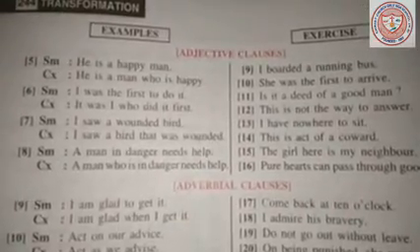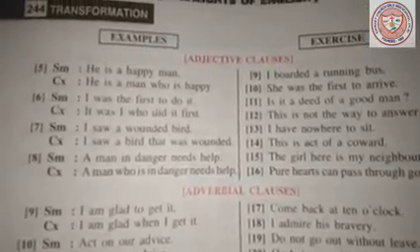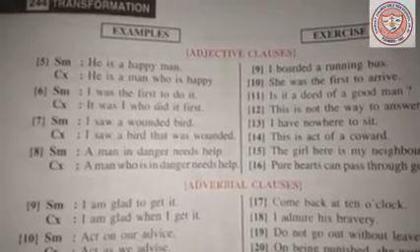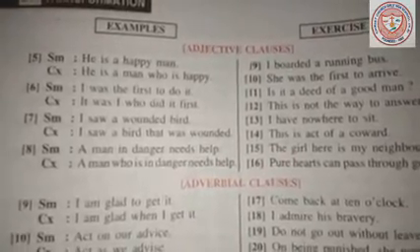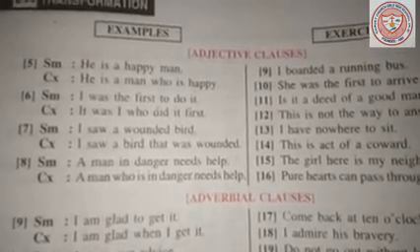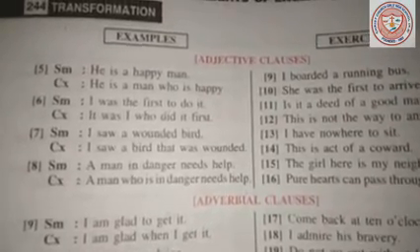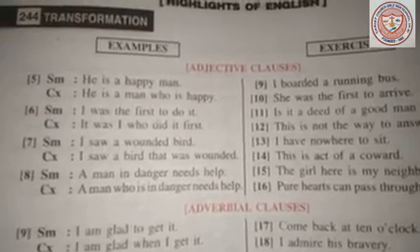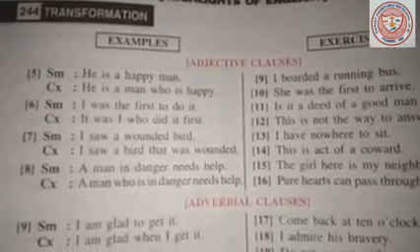Then, the use of adjective clause can also be used for this transformation. Simple sentence, he is a happy man. Complex will be, he is a man who is happy. So, who is happy is modifying the noun man. So, this is an adjective clause.